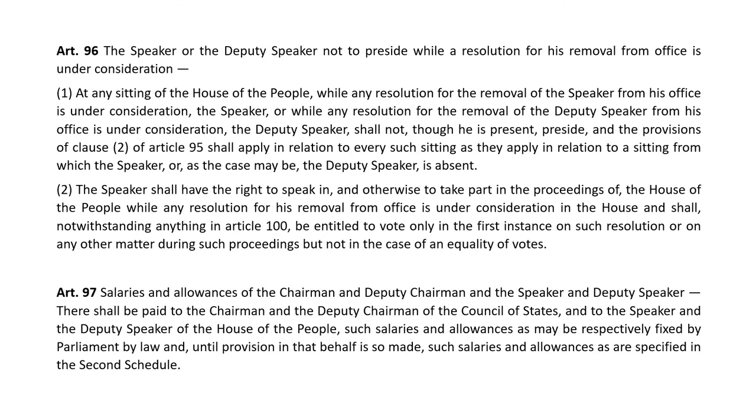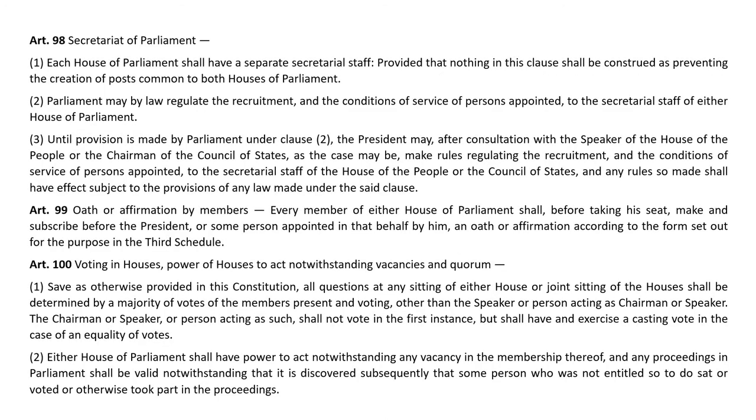Article 97. Salaries and allowances of the Chairman and Deputy Chairman and the Speaker and the Deputy Speaker. There shall be paid to the Chairman and Deputy Chairman of the Council of States and to the Speaker and the Deputy Speaker of the House of the People such salaries and allowances as may be respectively fixed by Parliament by law, and until the provision in that behalf is so made, such salaries and allowances as are specified in the Second Schedule.